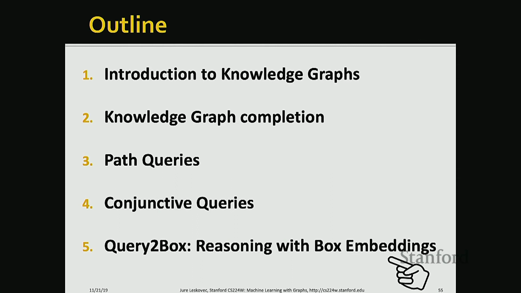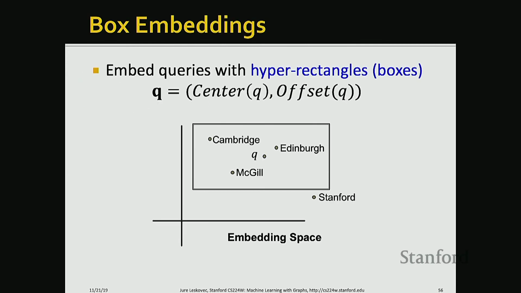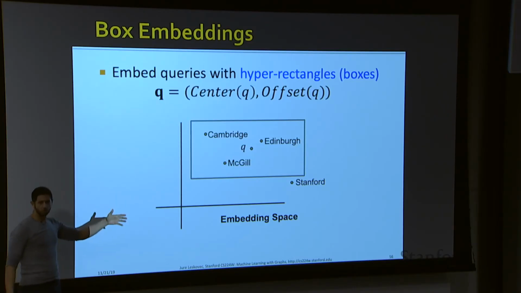So that's the last part of the lecture. We're going to be talking about Query2Box, which is a way to reason on knowledge graphs through box embeddings. What are box embeddings, first of all? Okay, so rather than having our vector, we embed queries with these hyperrectangles, which from now on we're going to call boxes.